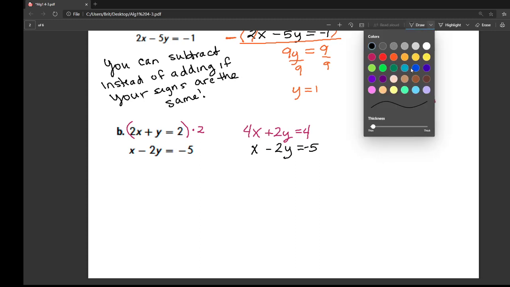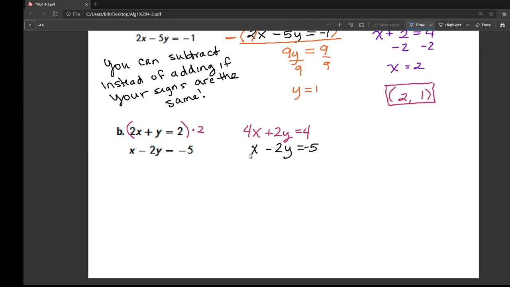So now I have a set of expressions where my coefficient in front of y is the same value but with opposite signs. So I'm going to add. My two y's will cancel out. So 4x plus x is 5x. And 4 plus negative 5 is negative 1. And then if I divide by 5 on each side, I get that x is negative 1/5.